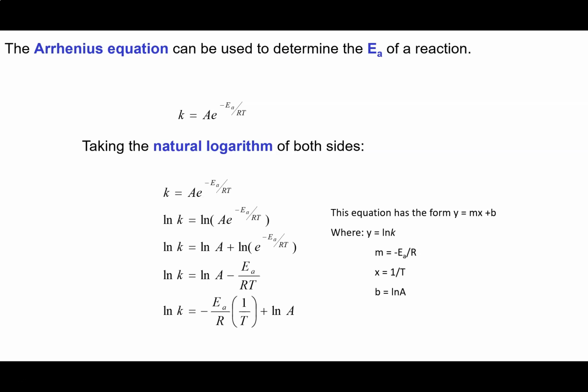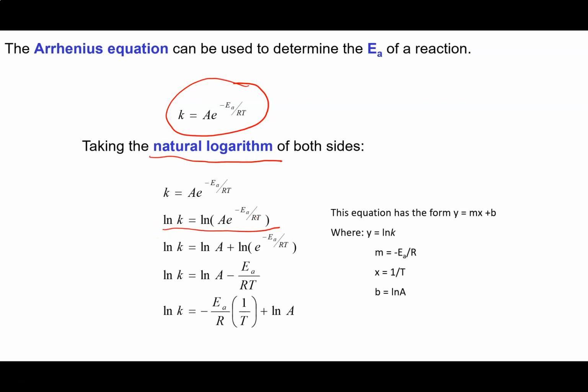Now, this form of the Arrhenius equation is okay, we use it occasionally, but it's interesting to look at it in other ways. And one of the things that we can do is we can turn it into what we call the linear form of the Arrhenius equation. And what we're going to do is just take natural logarithms of both sides of this equation. And so I've done that here.